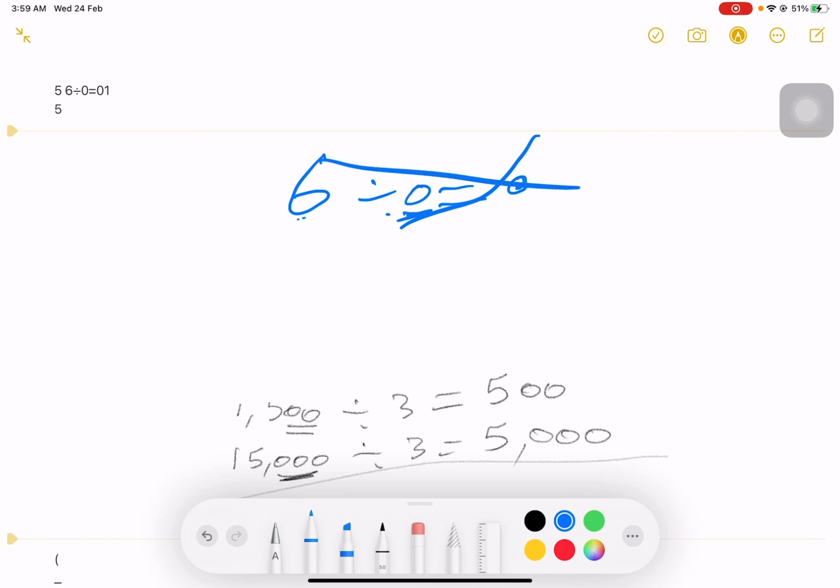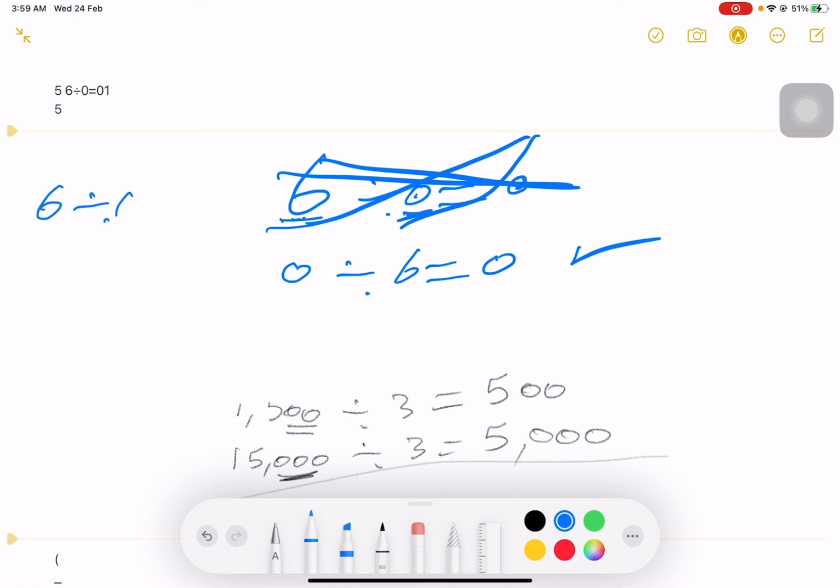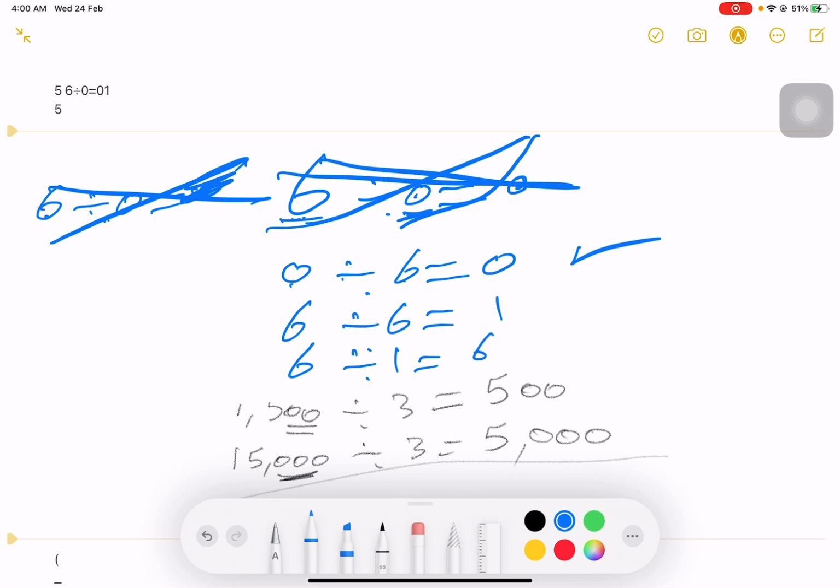How can you have 6 apples and you are going to divide it by no one? So this sentence you can't. But you can say 0 divide 6. The answer is 0. Yes, you can do this. Okay? But as I said, 6 divide 0, this is not correct. 6 divide by 0, you can't. But 0 divide by 6, it's 0. 6 by 6 by itself, the answer is 1. Or 6 by 1, the answer is also 6. Okay? This is correct, this is correct.